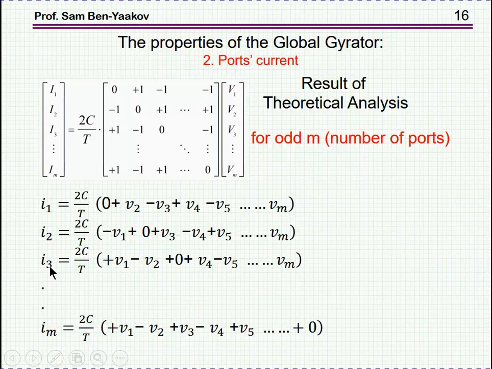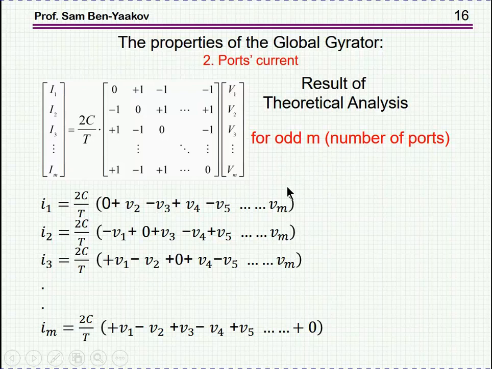And then I3 will be the same. It's the sum of voltages, again, with plus minus, etc., up to Vn and up to the last section. So we have a diagonal zero and then a plus minus summation here of the voltages. Again, I'm stressing this is for an odd number M in the sequence.